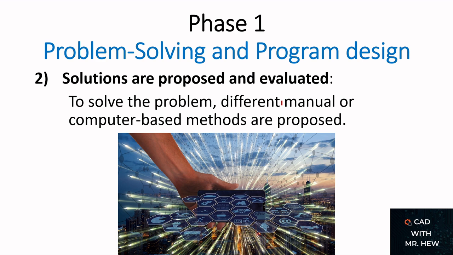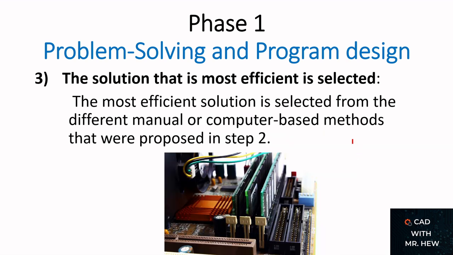All right, step 2. We're looking at the problem solving and program design phase. Step 2, the solutions are proposed and evaluated. To solve the problem, different manual or computer-based methods are proposed. Step 3, the solution that is most efficient is selected. The most efficient solution is selected from the different manual or computer-based methods that were proposed in step 2.